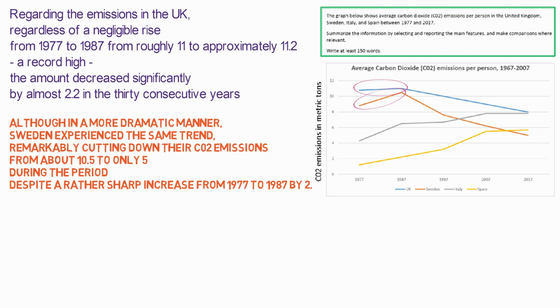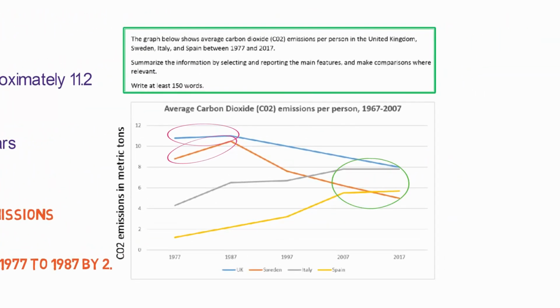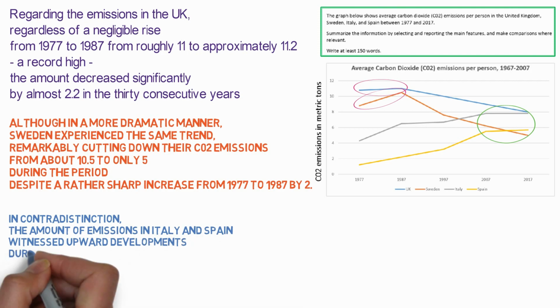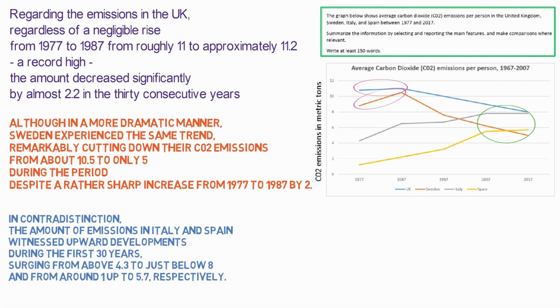Now let's come to the other 2 lines. As you can see, the other 2 lines, they increase rather considerably, except for the last 10 years, where one of them levels up and one of them decreases very gradually. In contradistinction, this one is used to change the idea from one idea to another. Contradistinction is like however, it's like on the other hand.